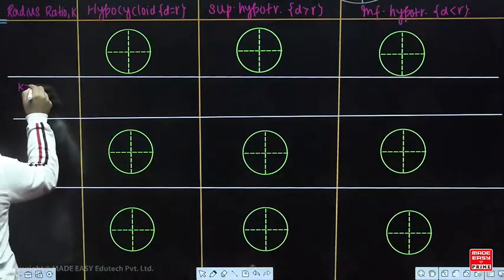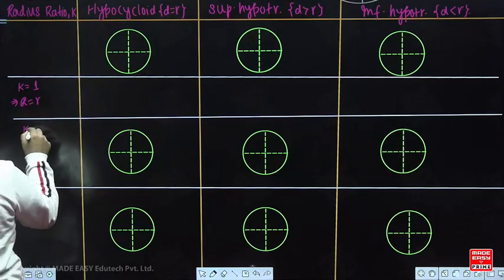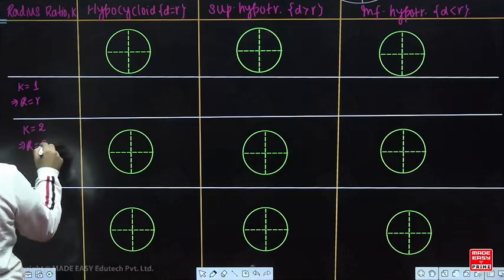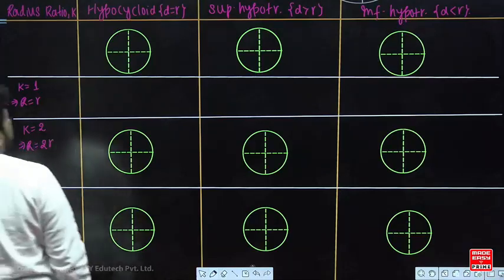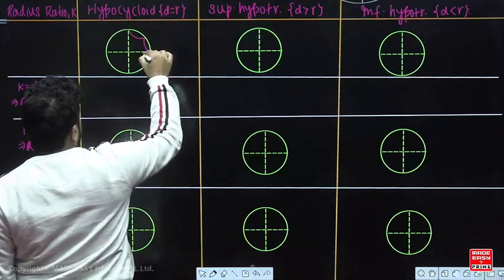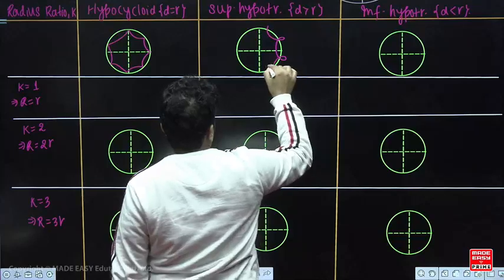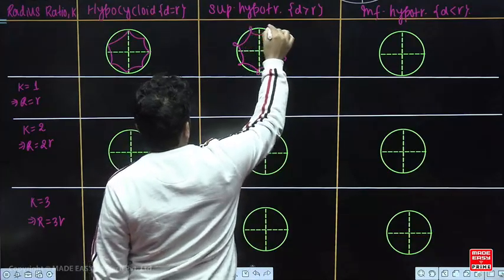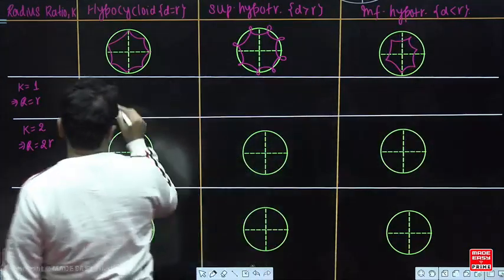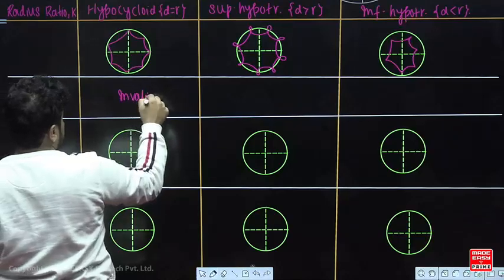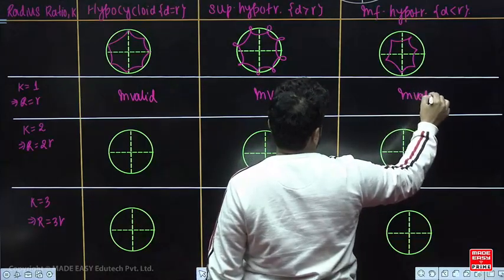K equal to 1, R equal to R. K equal to 2, R equal to 2R. K equal to 3, R equal to 3R, right? So in this we have seen that the curve is formed like this, right? Here node formation will be there, here. K equal to 1 is an invalid case.